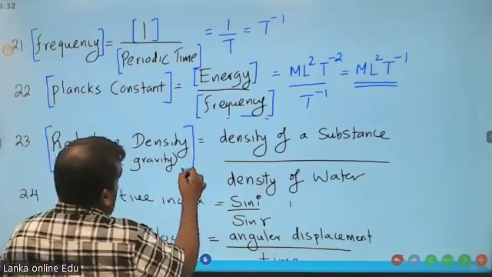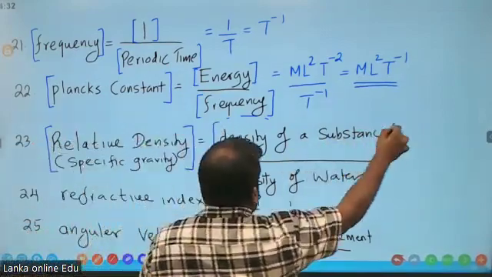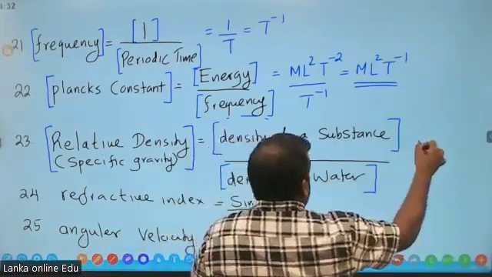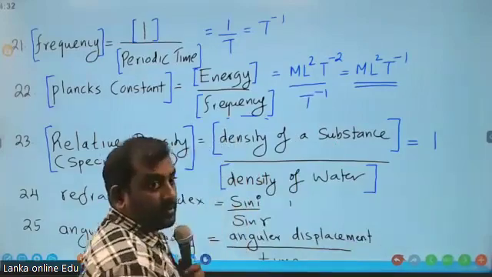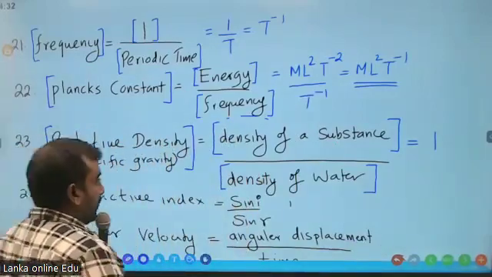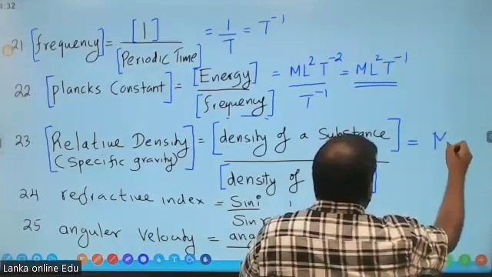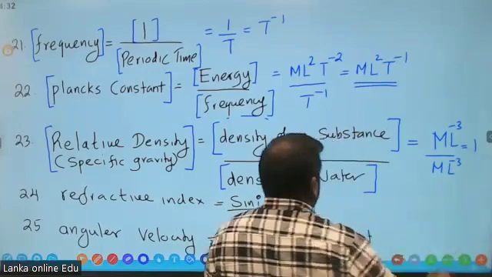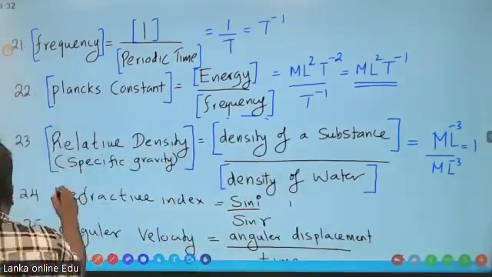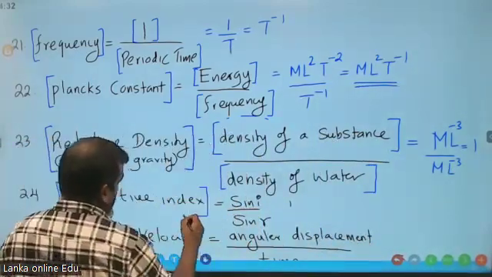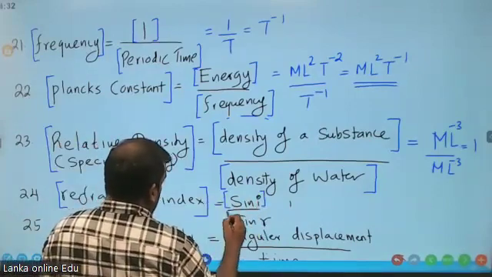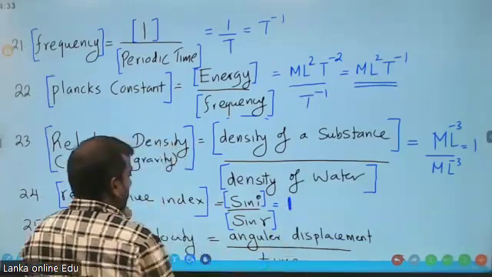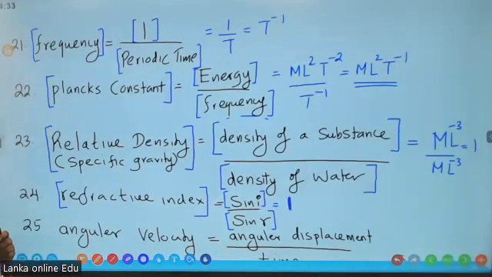Relative density is density of substance divided by density of water. Dimensionless, 1. If you want, you can write it like this: ML minus 3 divided by ML minus 3 is 1. Refractive index is sin i divided by sin r. Value means 1.